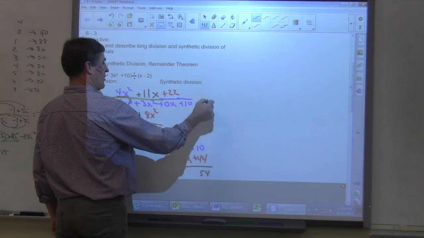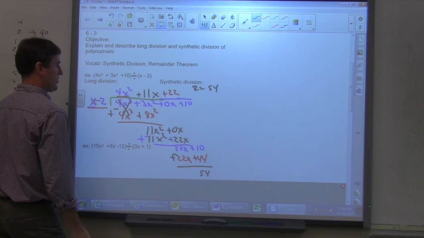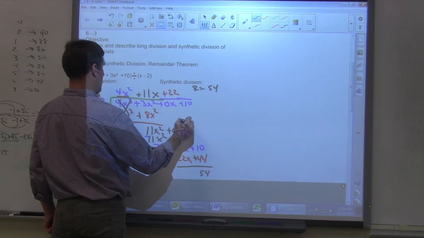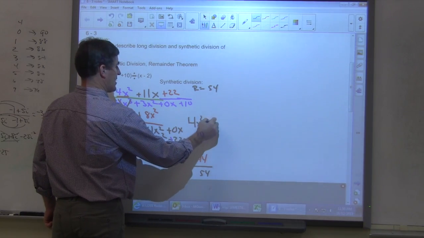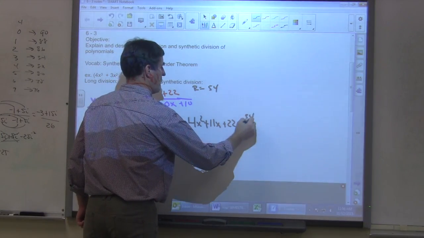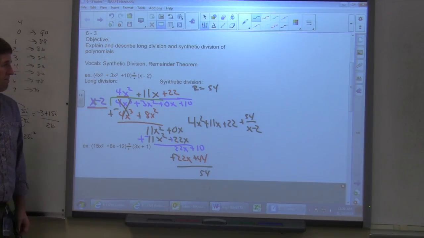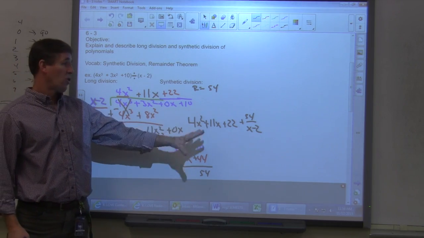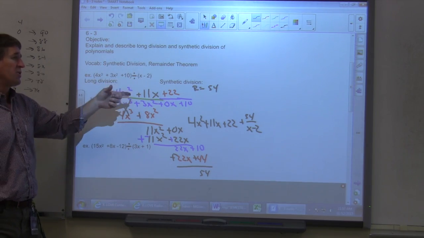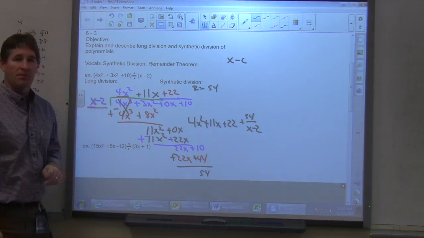So again, remember we can put it as a remainder of 54, or we could write our answer as 4x squared plus 11x plus 22 plus the remainder over what I divided by, x minus 2. So that would be doing it as long division. Now we're going to do the same thing with synthetic division. We can use synthetic division anytime we can write it as x minus c. Okay?